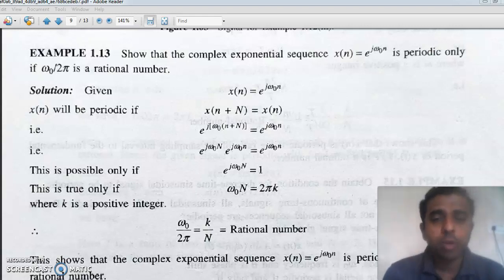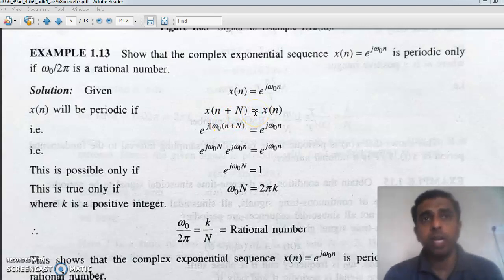Okay, so we were seeing about periodic and aperiodic signals, and in the last class we have seen the definitions for periodicity and aperiodicity. That is, for an analog or continuous time signal, x of t should be equal to x of t plus capital T for all values of t, where capital T was the fundamental period, and for discrete time signals, x of n should be equal to x of n plus capital N, where N was the fundamental period. The pattern of x of n should repeat after capital N number of samples. So this was the basic definition.